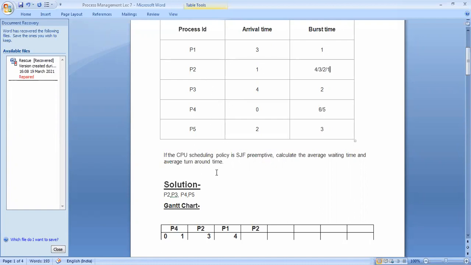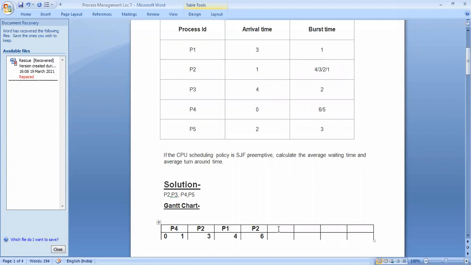All processes are in the ready queue. Now again P2 process has less burst time, so that's why again P2 process will execute. So that's why here we can write 6. That means P2 process has completed.